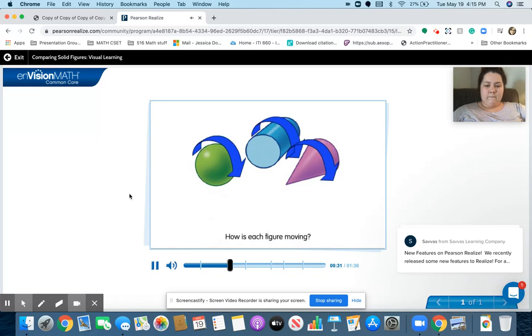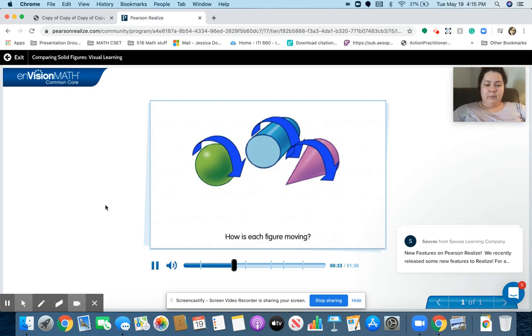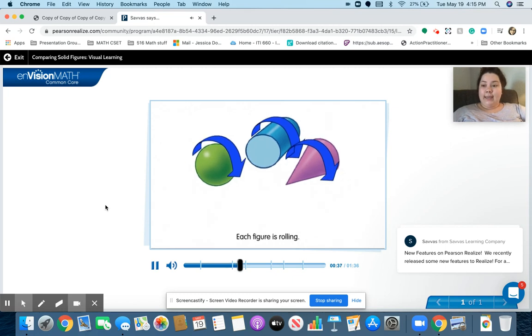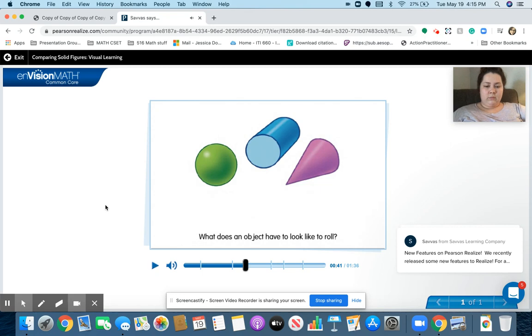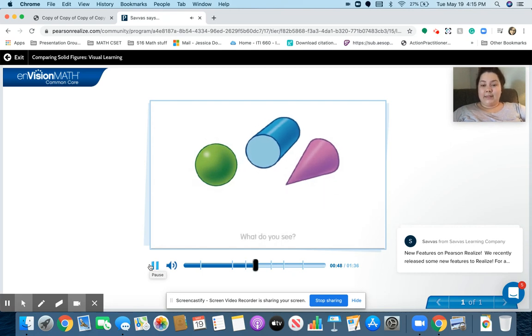How is each figure moving? Remember what we talked about, those round shaped, scholars? Each figure is rolling. What does an object have to look like to roll? It must be round or have a rounded part. That's right.